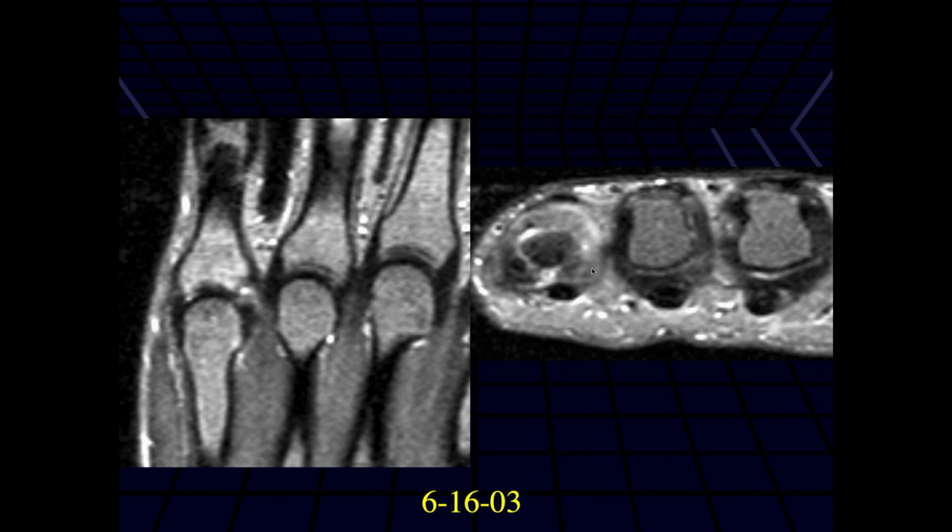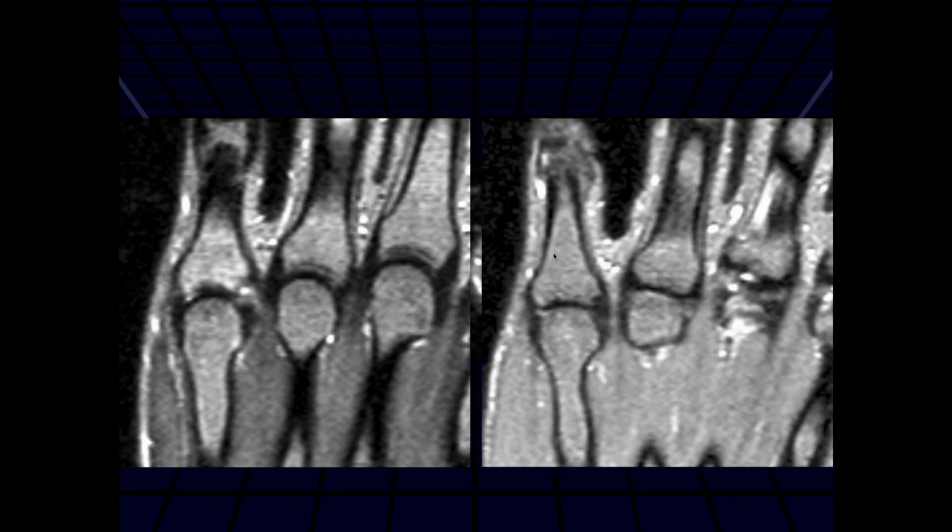Okay, we're looking at the fifth digit proximal phalanx, the diaphysis there, some irregular. Yeah, that fifth MCP joint, that collateral ligament, there's some discontinuity there concerning for a tear. Not really seeing it on the axial view. Yeah, another tear.